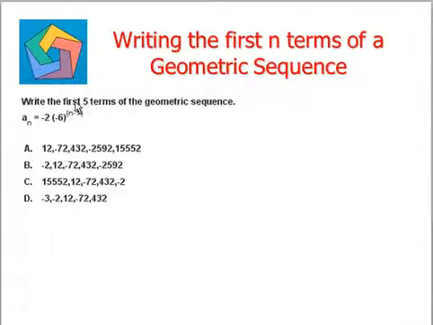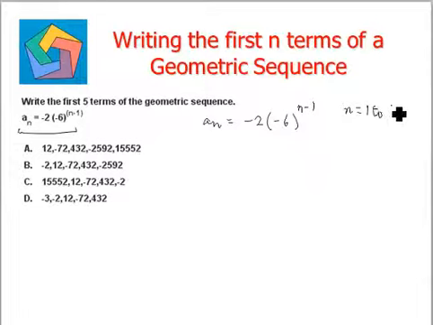Write the first 5 terms of the geometric sequence. Here we are given the nth term of the geometric sequence, an equals negative 2 times negative 6 to the power of n minus 1. It says find the first 5 terms. So we'll start putting the values of n from 1 to 5 to find out the first 5 terms. So we'll plug first n equals 1.